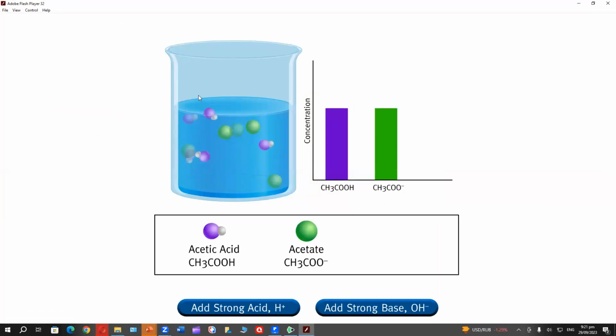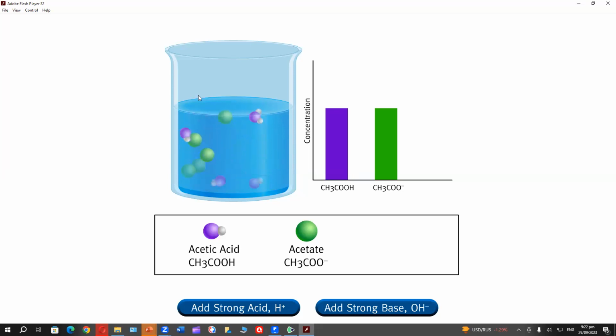A buffer is an aqueous solution containing both a weak acid and a weak base that are a conjugate acid-base pair. The buffer shown contains the weak acid acetic acid and its conjugate base acetate. These species are dissolved in water. Water molecules are not shown in this animation to draw focus to the buffer components. A buffer solution has the ability to resist changes in pH upon the addition of small amounts of either acid or base.